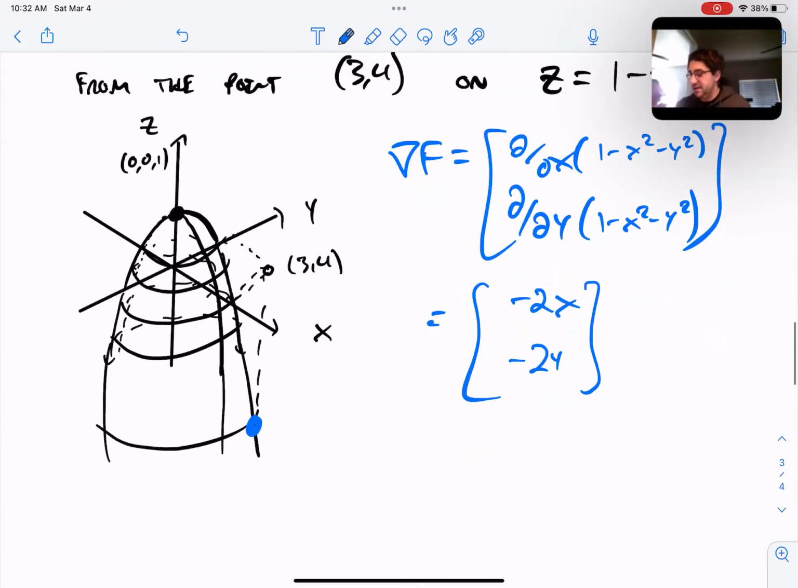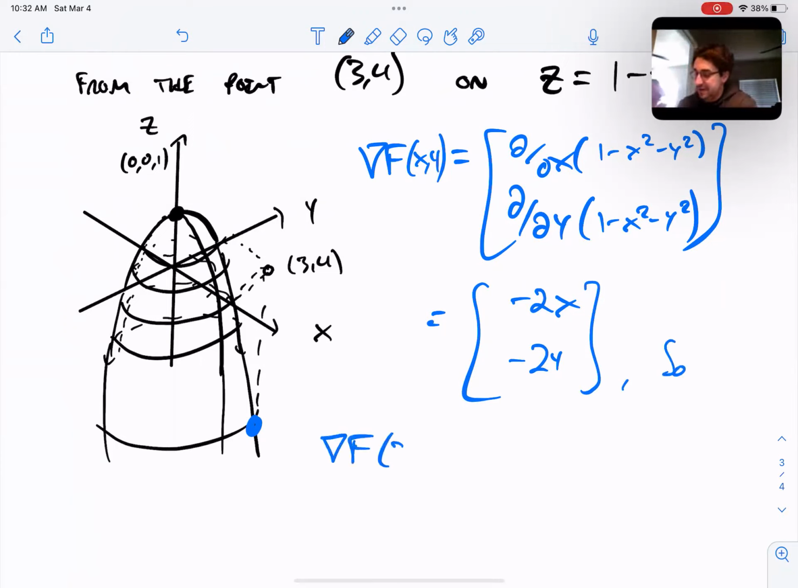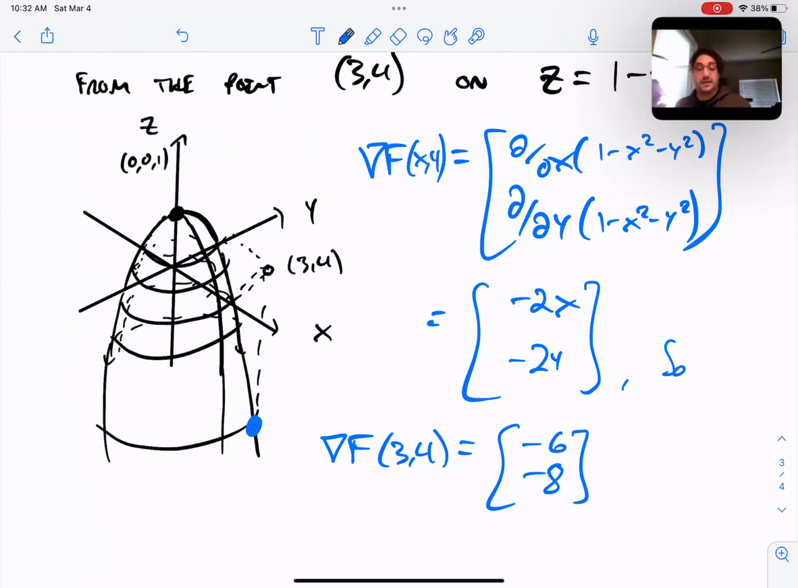And then what would this become? Notice the gradient, it's not just one value. The gradient is in general a function of x and y, right? It depends on x and y. So to get it at 3, 4, we plug in 3, 4, right? So I get negative 6, negative 8, right?